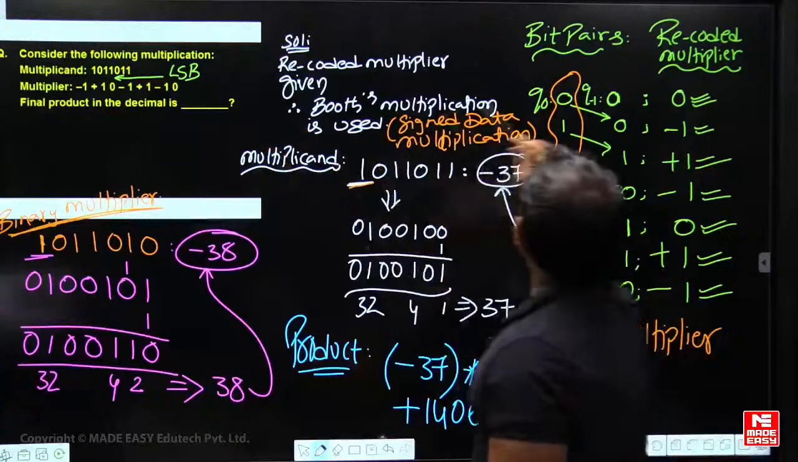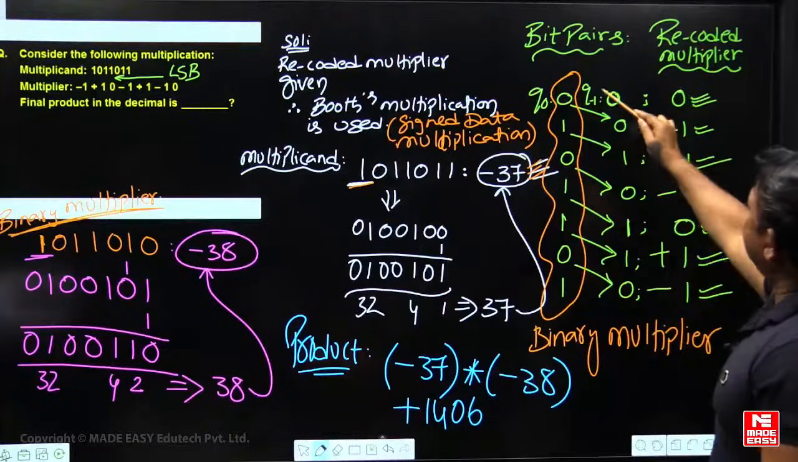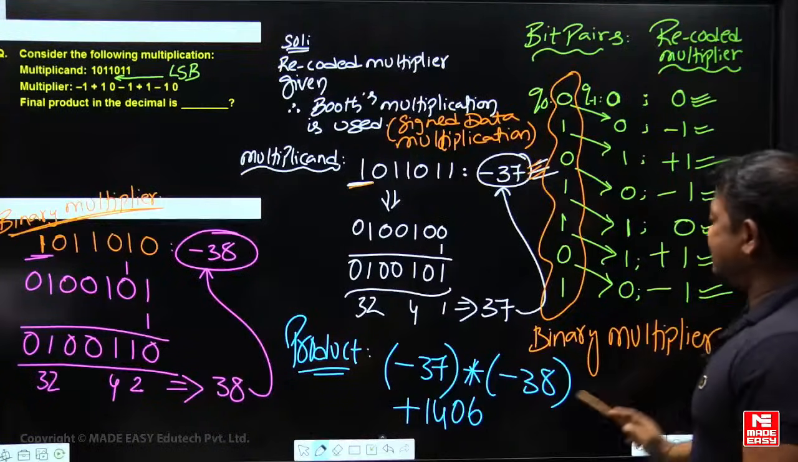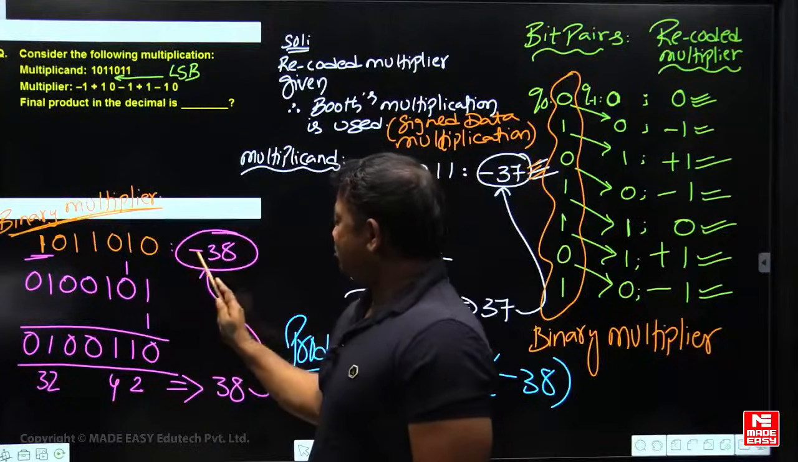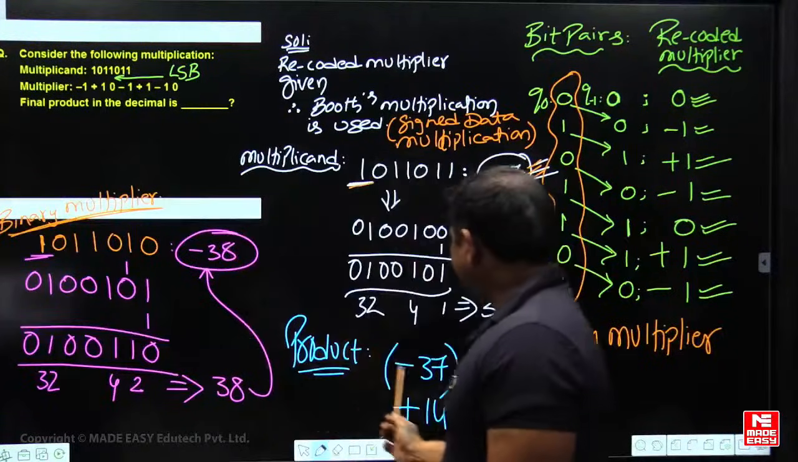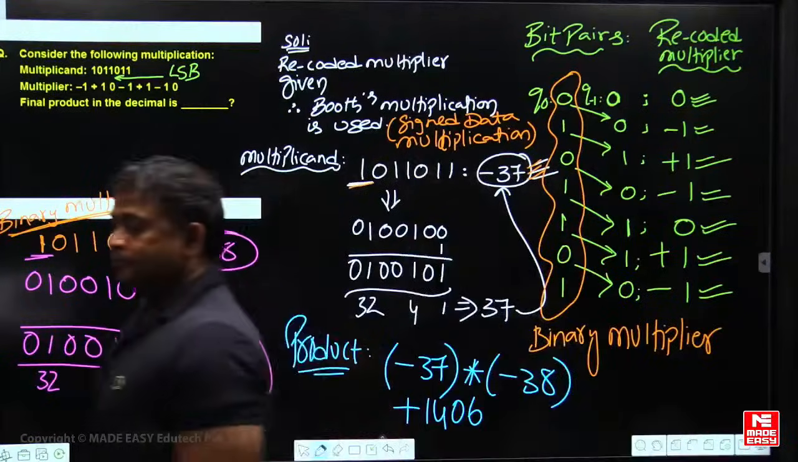Now recoded bit pairs. The recoded multiplier is given, and we are taking bit pairs. According to the pair, we know the binary multiplier. This is the binary multiplier. MSB bit is 1. Take 2's complement. Value -30. Multiply both. Answer is plus 14.